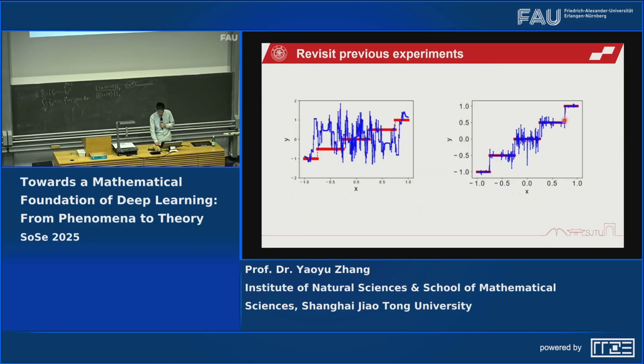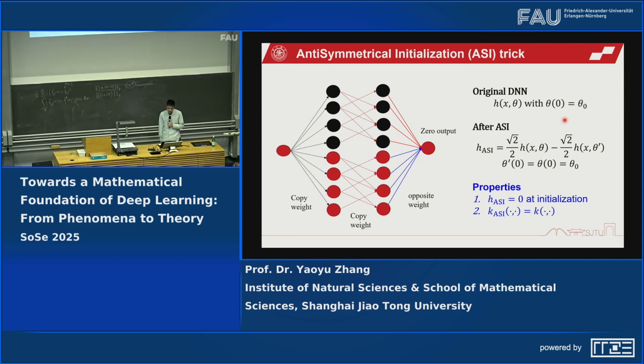Let me tell you how to do that. There's this trick called the anti-symmetrical initialization trick. But it's not a trick that you should really try in practice, because in practice you just use a smaller variance at the initial stage. But later you will see that if you really want to see the effect of a larger initial variance, while at the same time eliminating the bias over the initial output function, then this trick is actually helpful. It eliminates the bias from the initial output function.